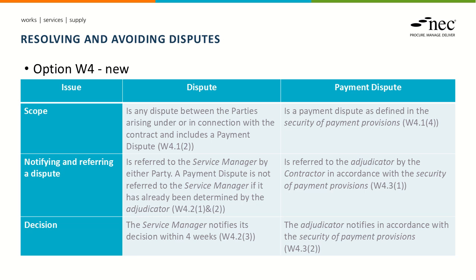So if a dispute arises, in the first instance, it would be referred to service manager, but the contractor has the option, if the dispute is a payment dispute, to refer it to the adjudicator in accordance with the security of payment provisions. And if they have referred it to the adjudicator, then they would not refer it to the service manager. The service manager is required to make a decision within 4 weeks and notify the parties accordingly. The adjudicator would respond within the timescales in accordance with the security of payment provisions.